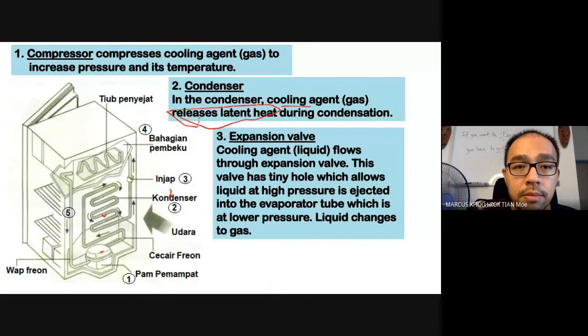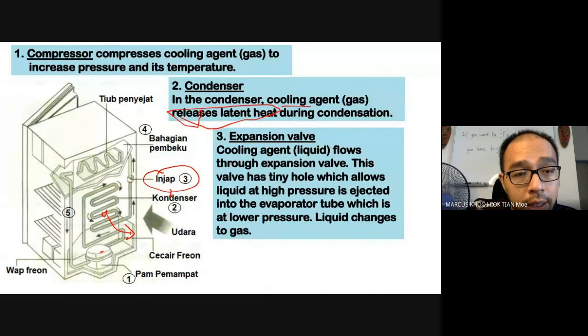Okay, sorry. It releases latent heat during condensation. Then when it comes up here, it comes to the expansion valve. What happens over here is that it is gas, and then it changes to become liquid. So it releases the heat into the surroundings.